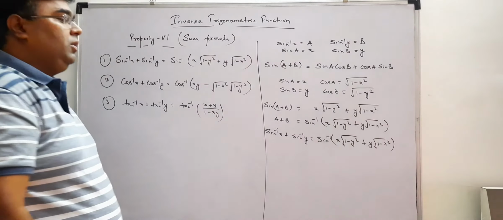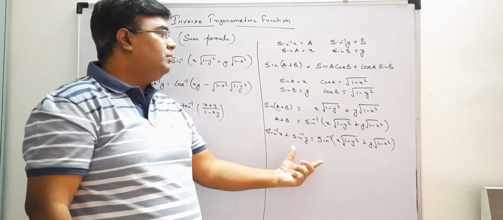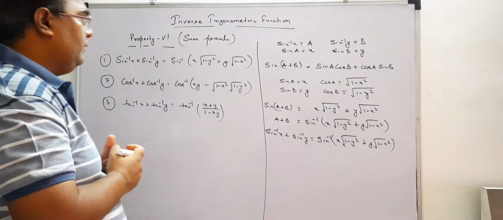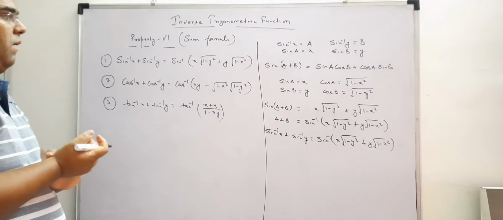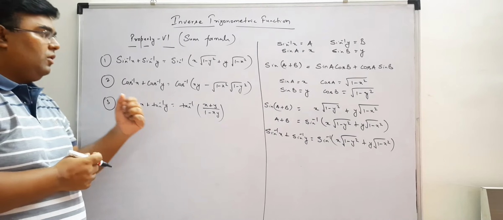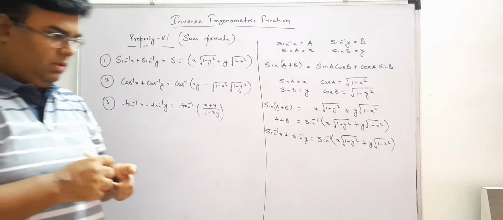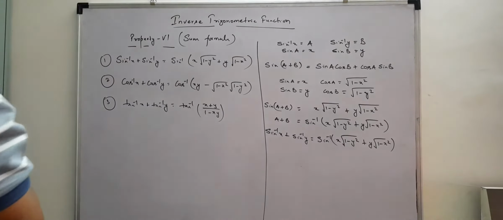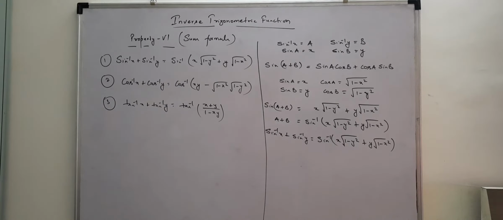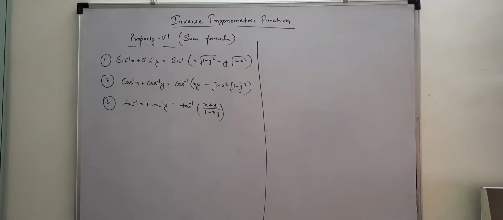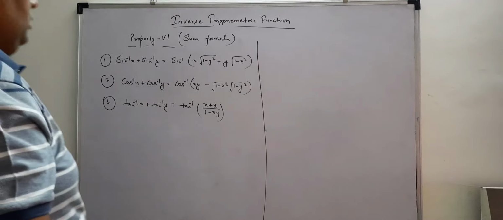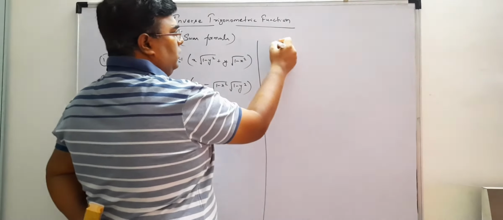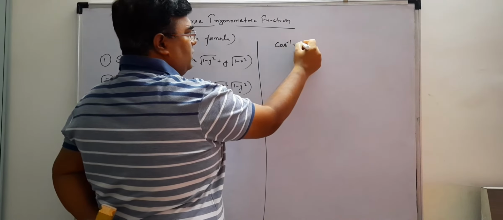So even if you don't remember the formula, you can derive it yourself if you remember this. Similarly, we have cos and tan also. Let us take the cos formula. So cos inverse x is equal to what?